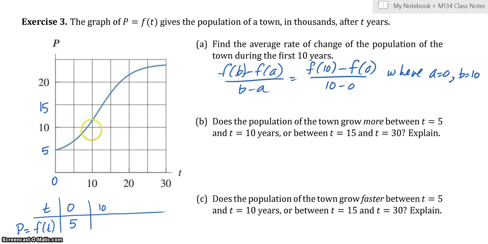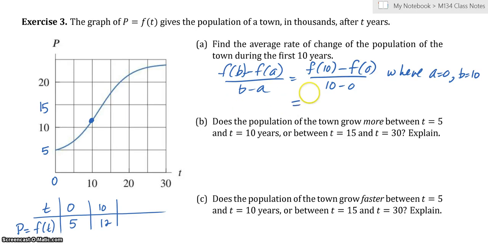You go vertically here, it's somewhere between 10 and 15. Answers will vary. You're just going to estimate. So maybe you might put 11, 12, 13. I'm going to say 12. But whatever you pick, somewhere bigger than 10 but smaller than 15 would be okay.